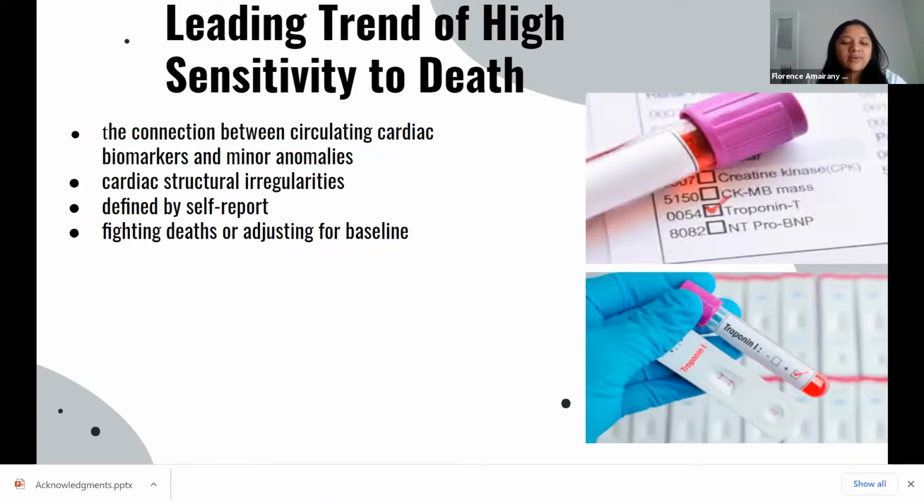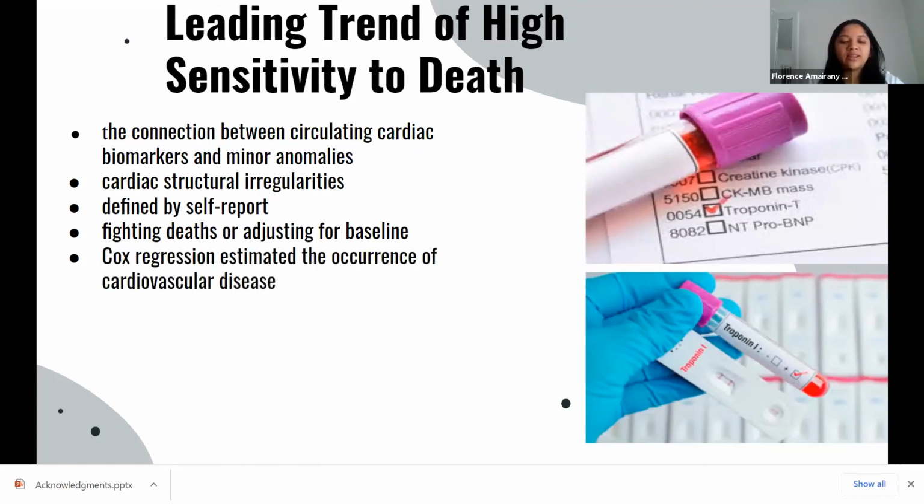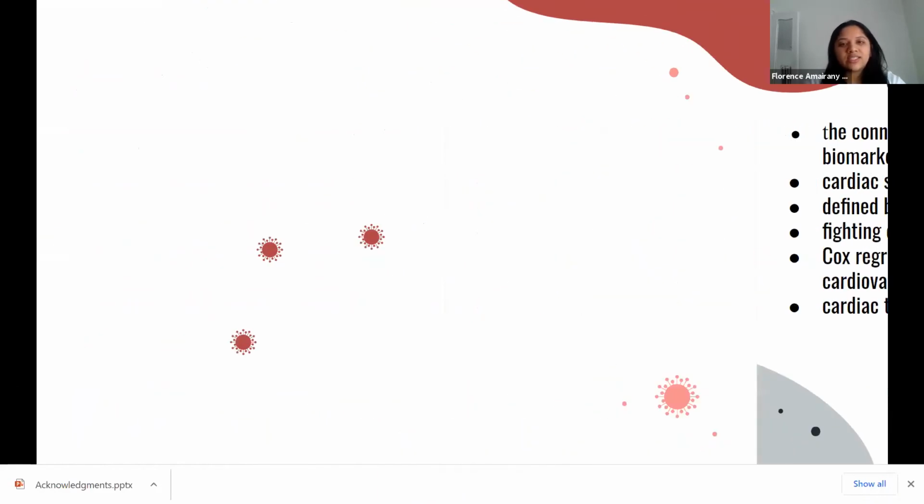They gathered data by testing the connection of baseline high-sensitivity cardiac troponin sections with occurrence of diagnosed hypertension and with the disturbance of visit-based hypertension, defined by self-reported medication use or measured blood pressure between 140 and 190 mercury over 6 years.